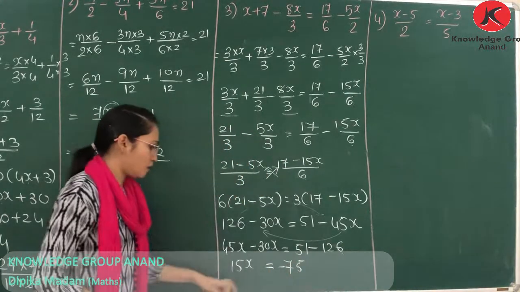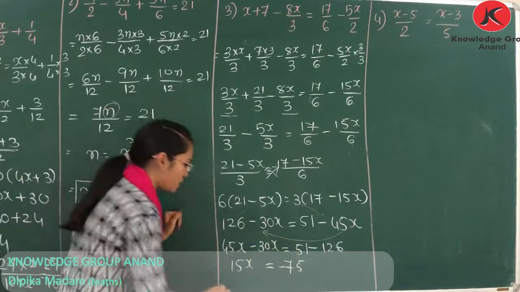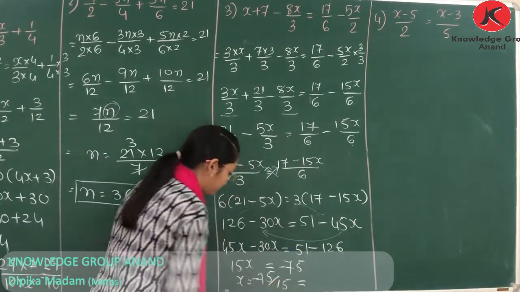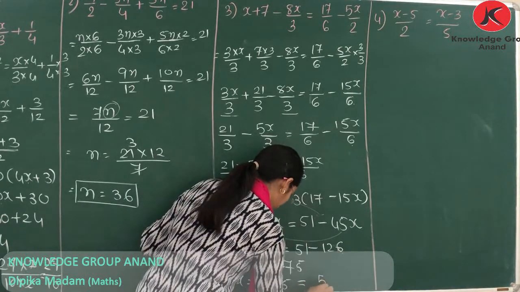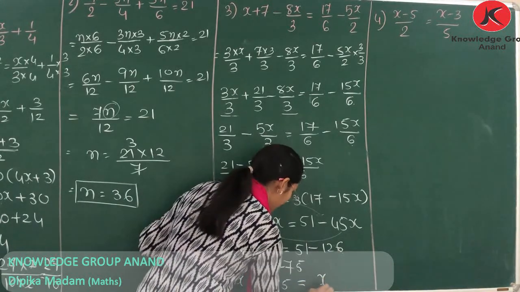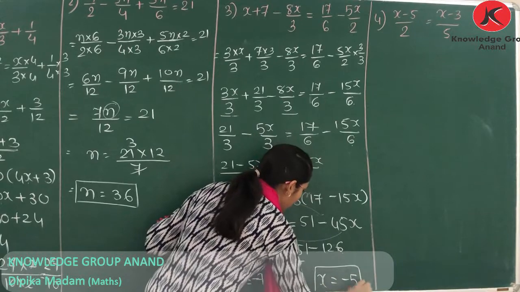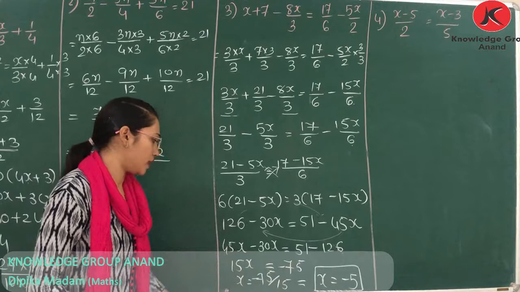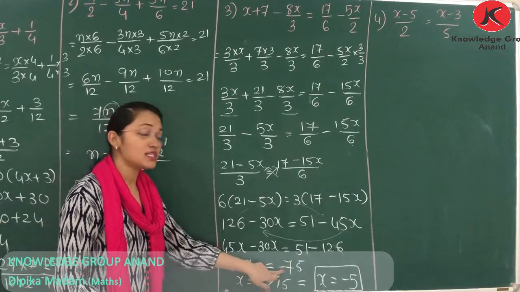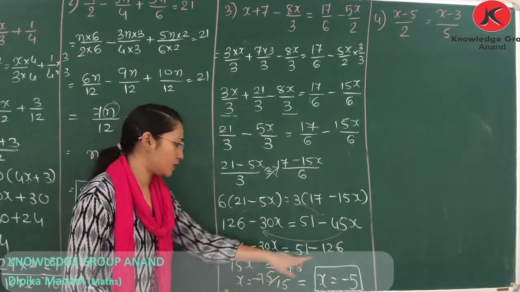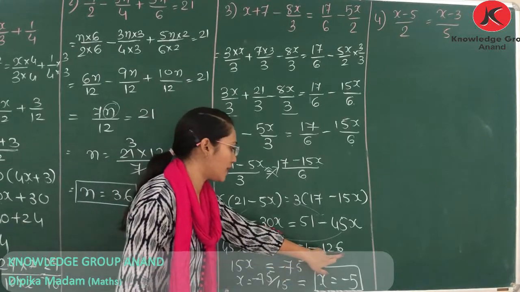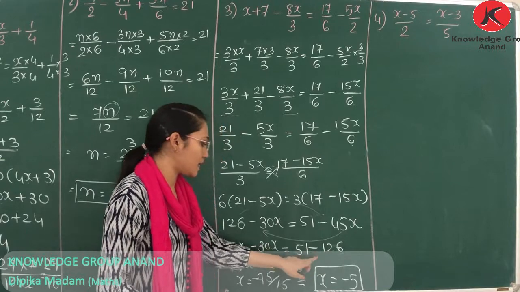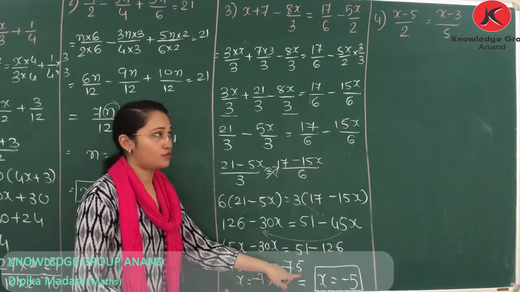Minus 75. 15 will be in a divide, so you will get minus 75 divide 15. So x is minus 5. If you cut the common factor of 15, 5 5s are 75. So answer will be minus 5 because there is negative sign with the 75. Why? Because 51 minus 126. 126 is the larger number. So sign of 126 is negative. So answer contains negative sign.